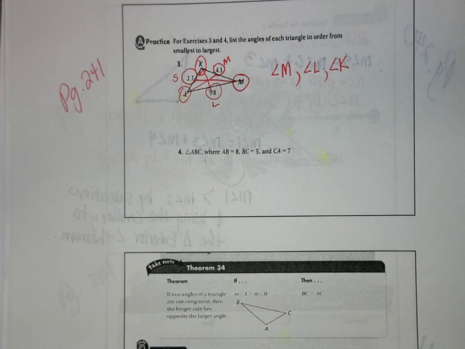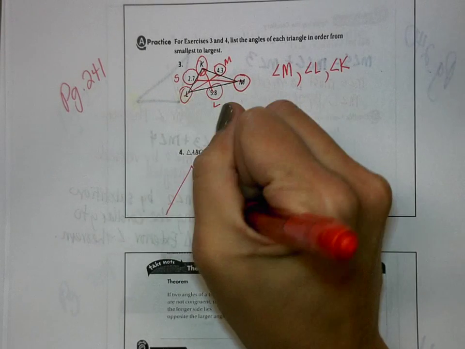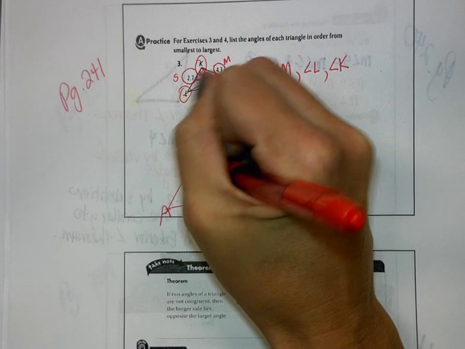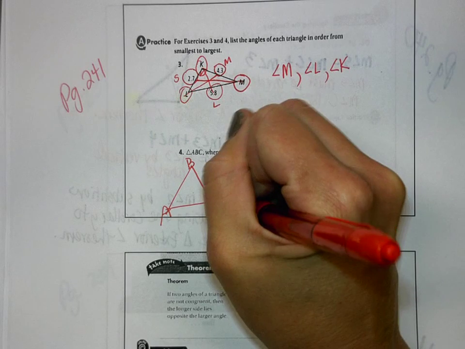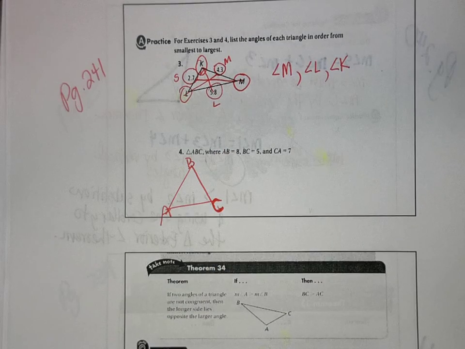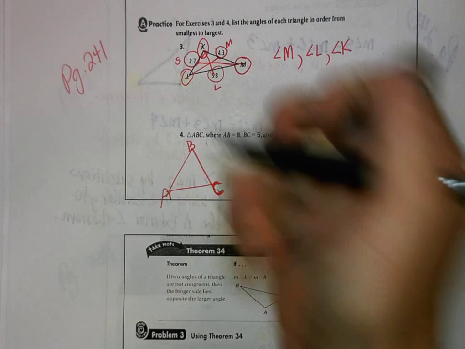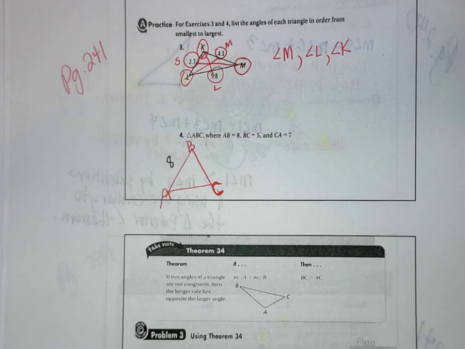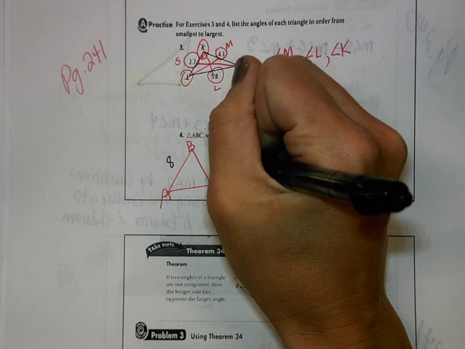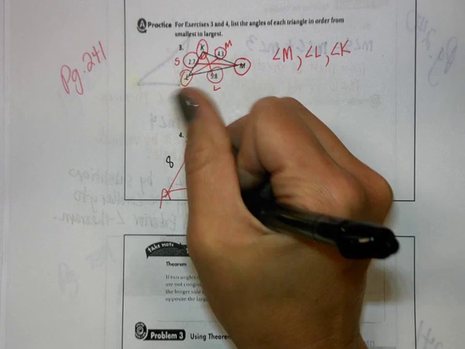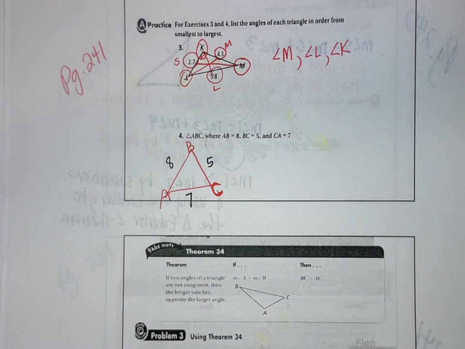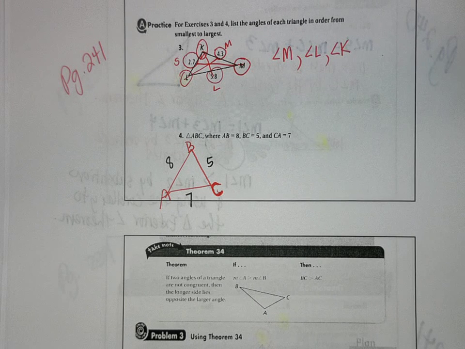Example 4 is set up a little differently. You need to draw a picture. So we have triangle ABC. Then you're going to put the numbers there. So AB is 8, BC is 5, and CA is 7. You need to write those in order from smallest to largest. When you have your answer, raise your hand and I'll come by and check. So smallest to largest with your angles.